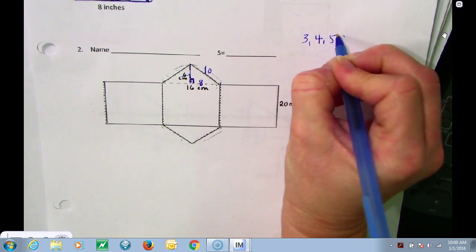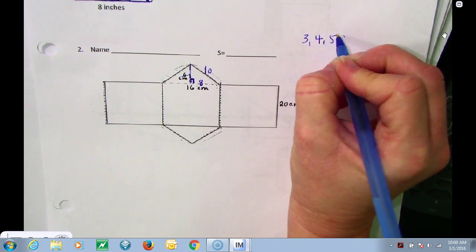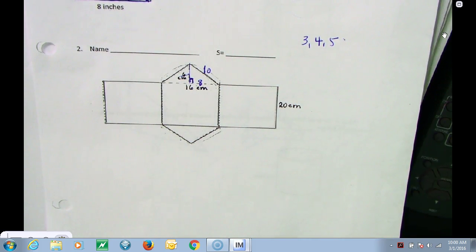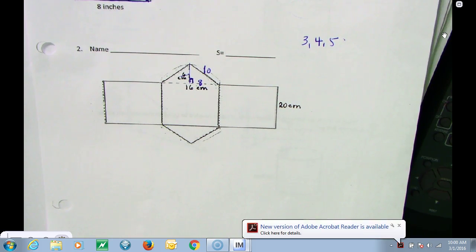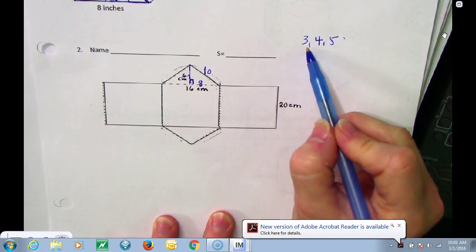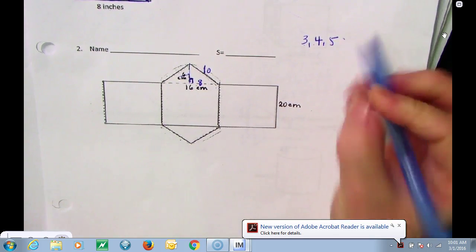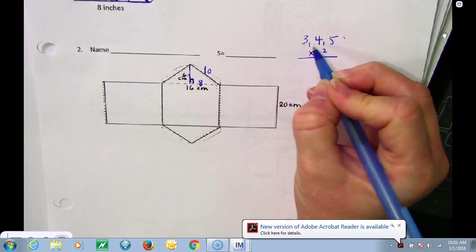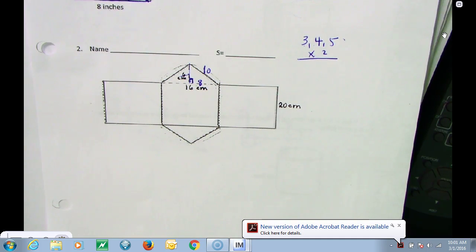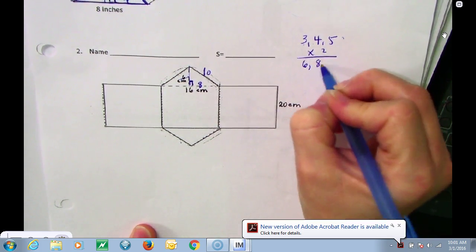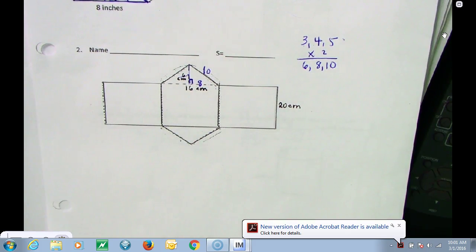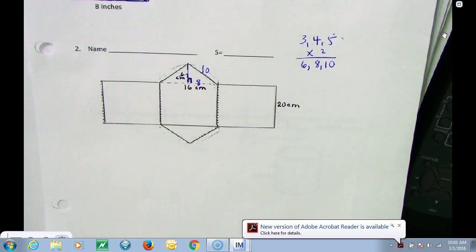Guys, 3, 4, 5. Remember, if you take a right triangle and I dilate it, and it's 3, 4, 5, and let's say I multiply all of them by 2, it's going to stay the same shape, so it's going to still be a right triangle, but now it's going to be 6, 8, 10. Remember? 5 times 2 is 10.